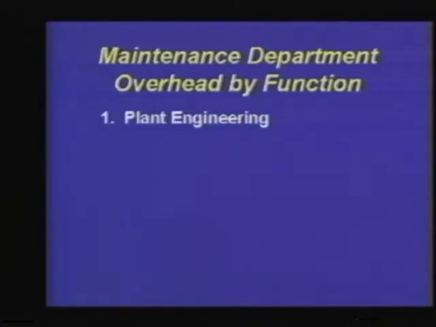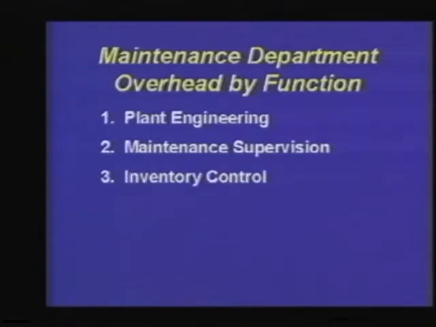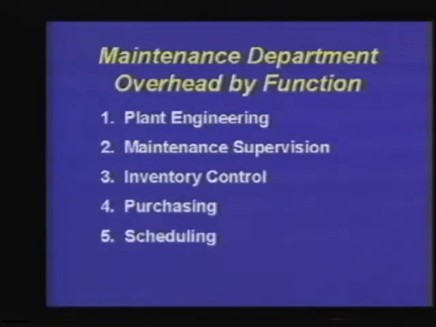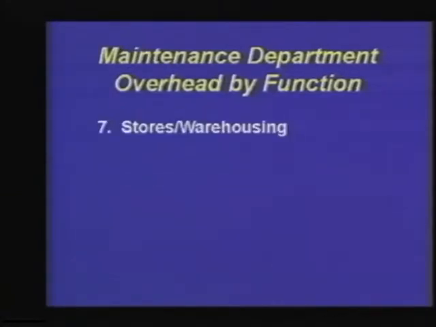Item 2 would be all of maintenance supervision. 3 is the inventory control or inventory management activity. 4 is the purchasing function. 5 is maintenance work order planning and scheduling. 6 is quality control, which would encompass the receiving inspection activity. 7 would be the other cost of stores and warehousing.